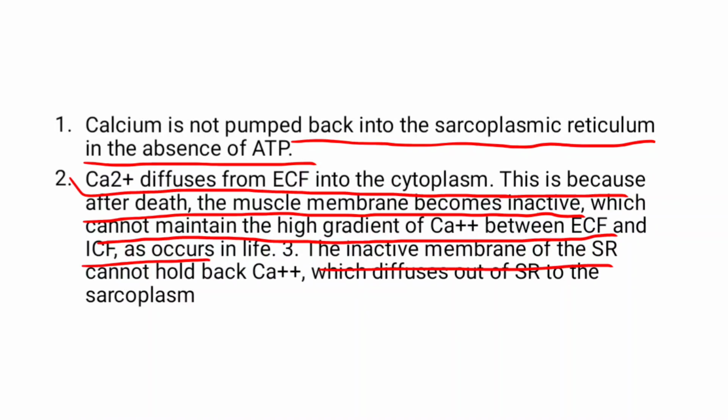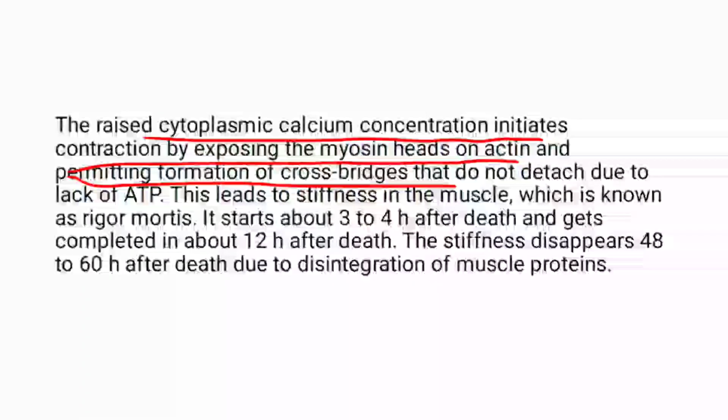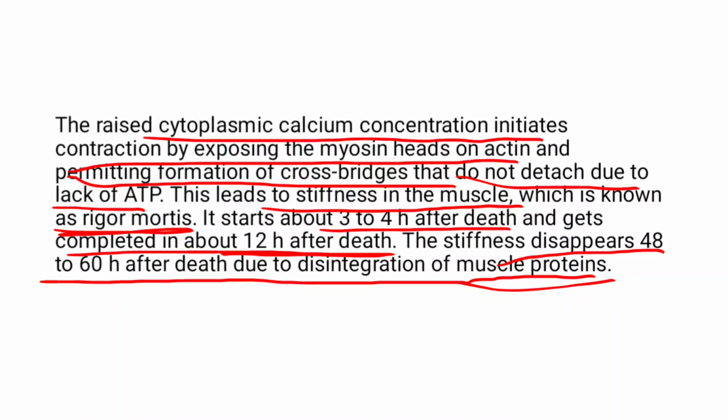The inactive membrane of the sarcoplasmic reticulum cannot hold back calcium, which diffuses out of the sarcoplasmic reticulum into the sarcoplasm. Raised cytoplasmic calcium concentration initiates the contraction by exposing myosin heads on actin and permitting the formation of cross bridges that do not detach due to the lack of ATP. This leads to stiffness in the muscle, which is known as rigor mortis. It starts about 2 to 3 hours after death and is completed in about 12 hours after death. The stiffness disappears 48 to 60 hours after death due to the disintegration of muscle proteins.